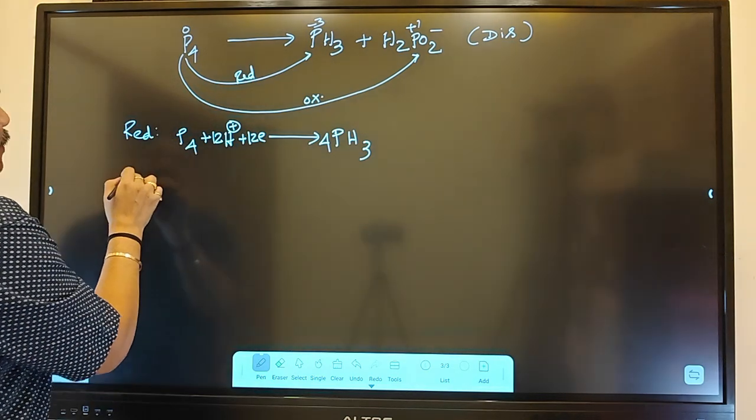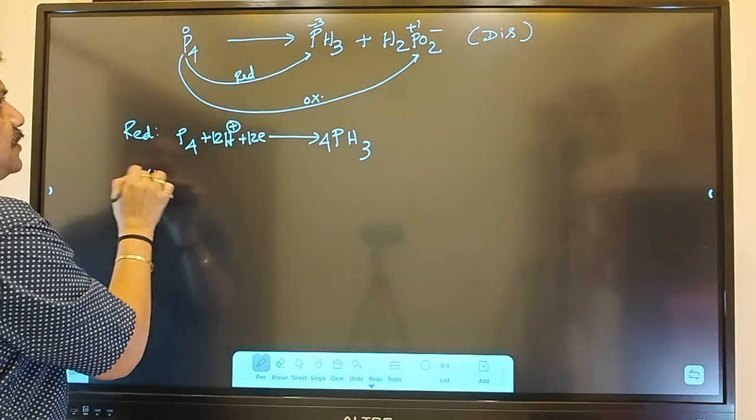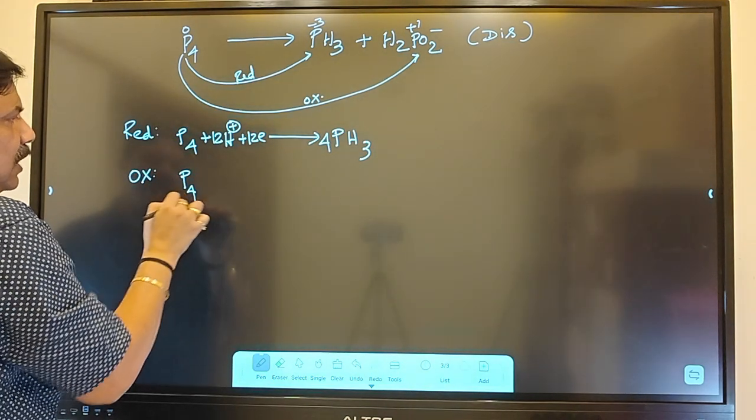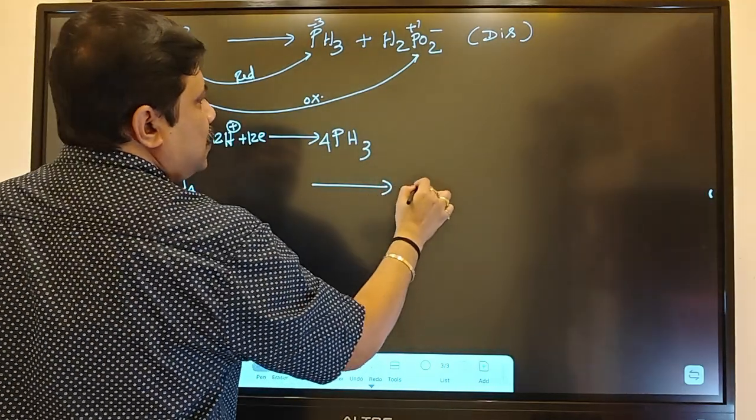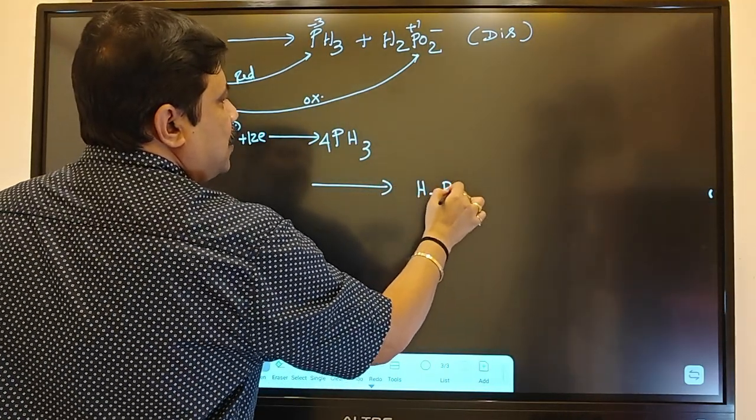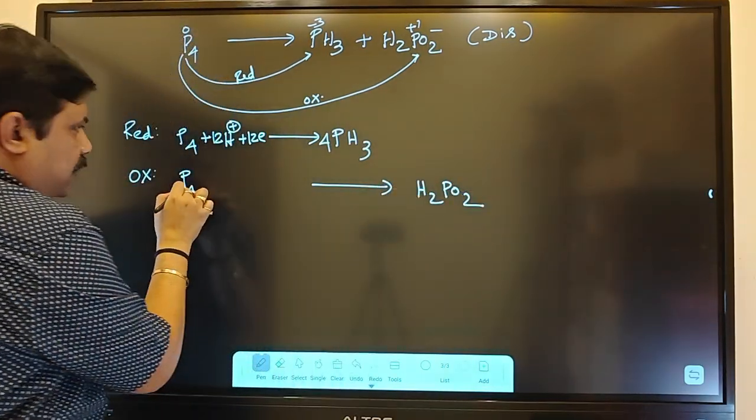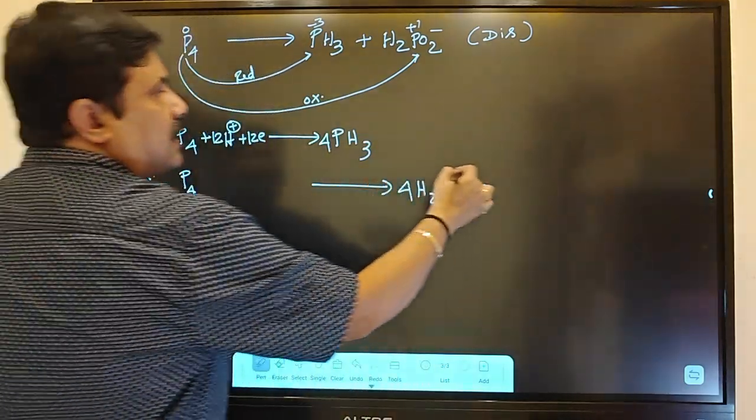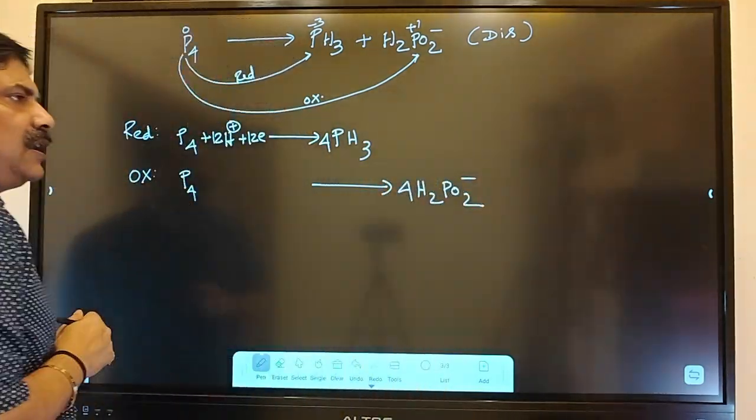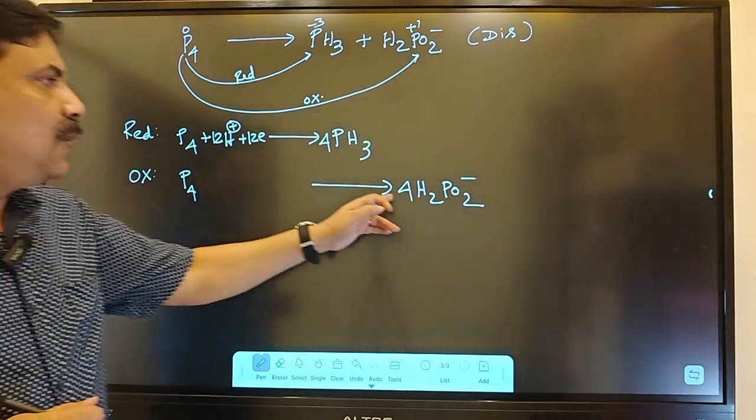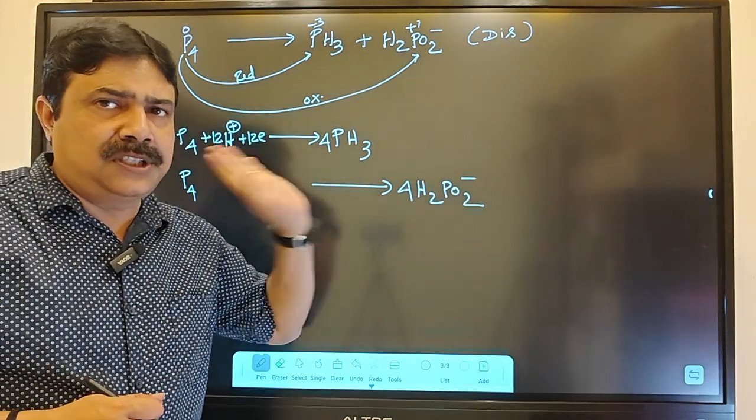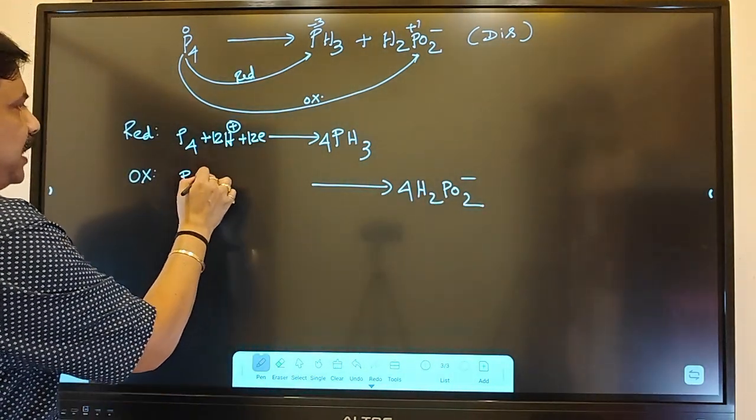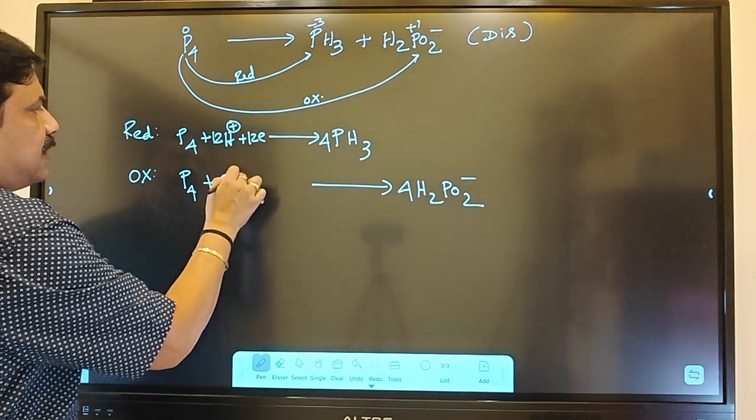Come to the oxidation. For the oxidation reaction, again think of P4 converting to H2PO2 minus. Here 4 phosphorus is there, so on this side first you put 4, and the overall charge is minus. Now looking here, 4 into 2, this side has 8 oxygen. Then to make them equal, I am taking 8 H2O.